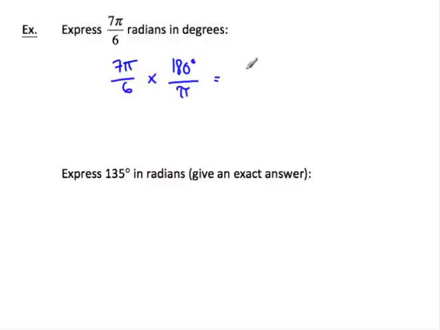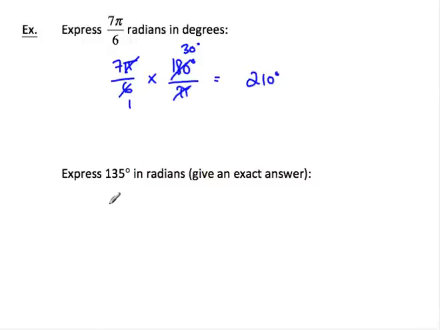We know that our answer has to be in degrees, so we need degrees in the numerator of our conversion factor. Now we simply cancel out to put things in lowest terms, so pi and pi cancel. 6 goes into 180 30 times, so that's going to become 30 degrees, and that becomes 1. Now all we're left with is 7 times 30 degrees, which is 210 degrees. So 7 pi over 6 radians is equal to 210 degrees, and we got there by multiplying by 180 over pi, because we wanted to convert from radians to degrees. Therefore, we wanted degrees in the numerator.